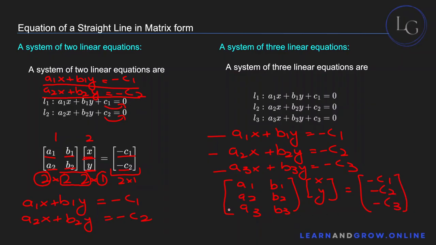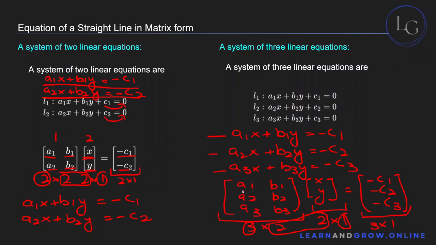Now, as you can see, this matrix is of the order 3 cross 2. This matrix is of the order 2 cross 1. And they can be multiplied indeed, as the columns of matrix 1 is equal to the rows of matrix 2, and the resultant matrix must be a 3 cross 1 matrix, and that is indeed what we have over here, a 3 cross 1 matrix containing the constants.